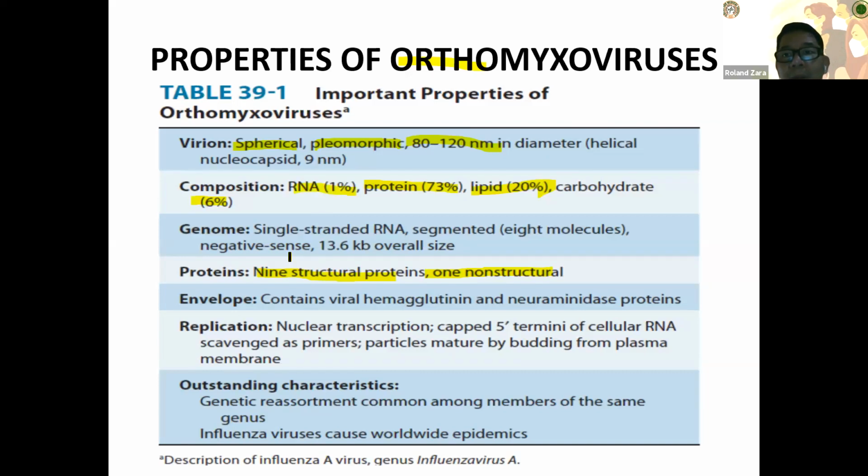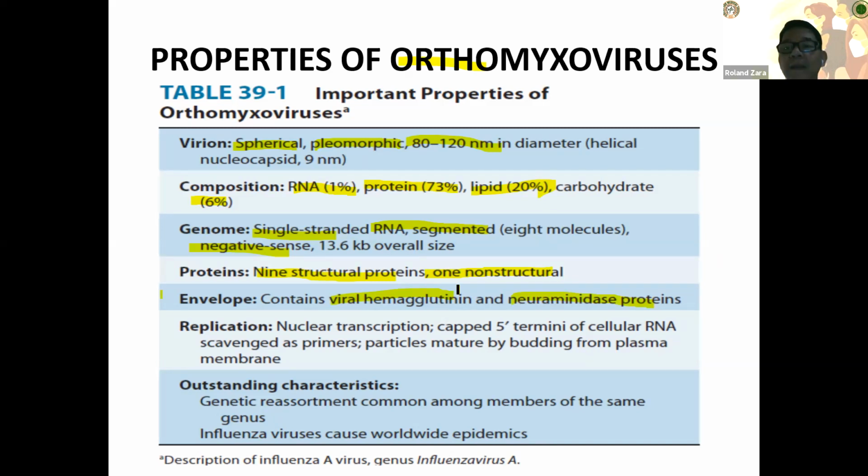So your orthomyxovirus is a single-stranded negative sense RNA, and this is usually segmented. So this is the single-stranded, segmented, negative sense RNA, and it has two important structures in the envelope. These are your viral hemagglutinin and your enzyme neuraminidase. Later on, we will discuss what these two are.